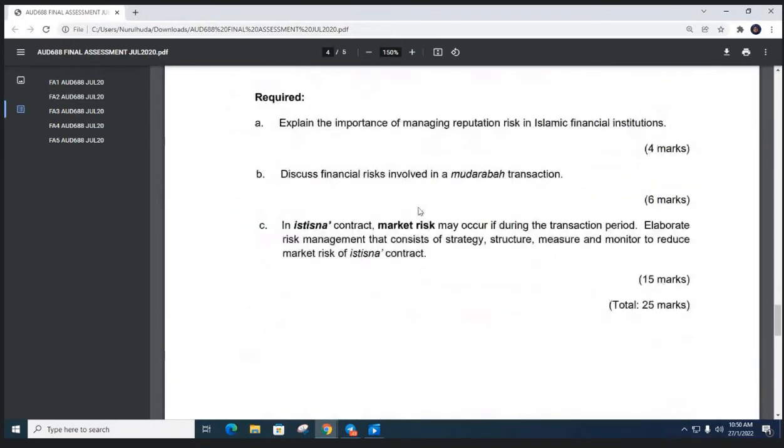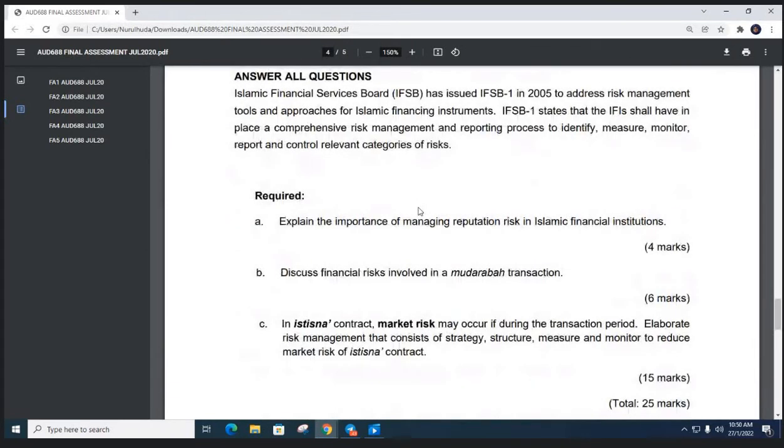And then risk. Islamic Financial Services Board issued FSB 1 in 2005. Kalau FSB 1 ni on risk management lah. An approach for Islamic financial instrument. FSB 1 states that the FI shall have in place a comprehensive risk management and reporting process to identify, measure, monitor, report and control relevant categories of risk.